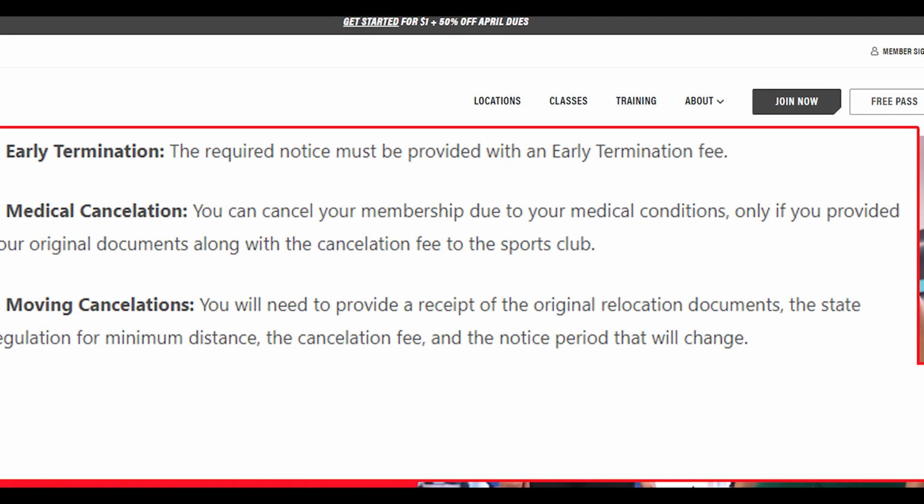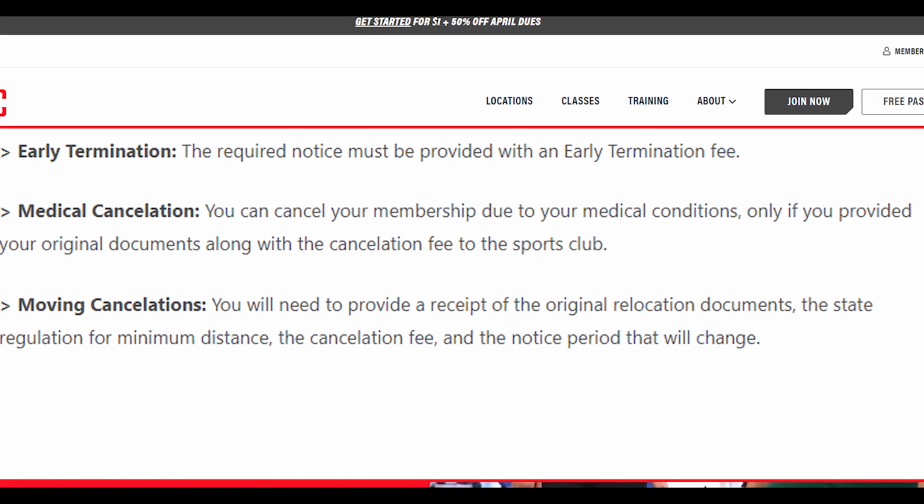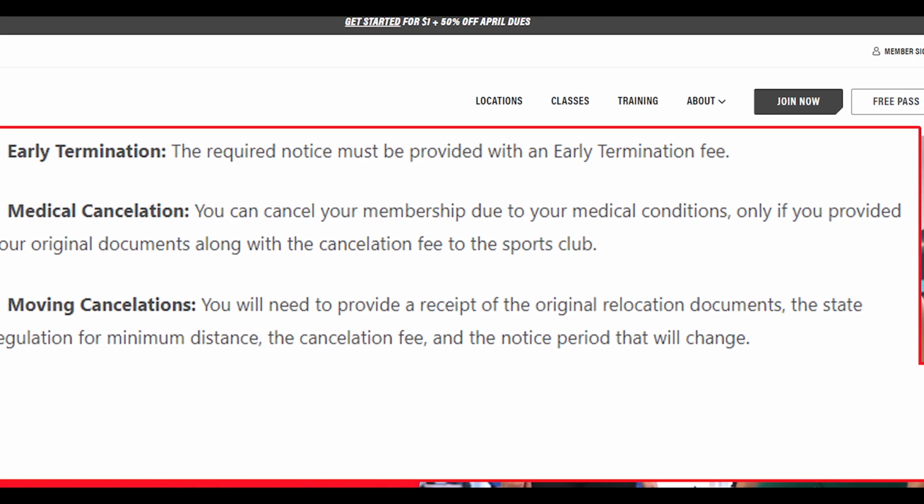Moving cancellations, you will need to provide a receipt of the original relocation documents, the state regulation for minimum distance, the cancellation fee, and the notice period that will change.